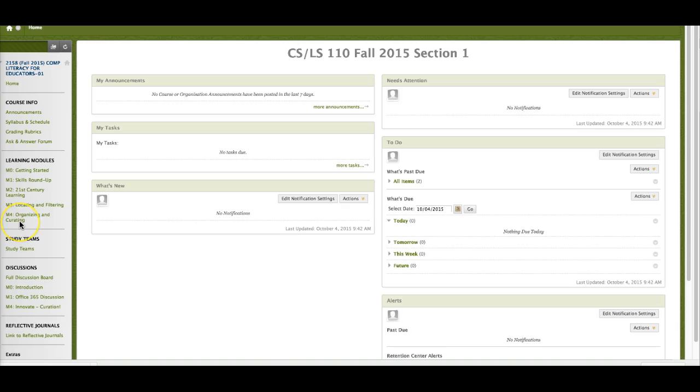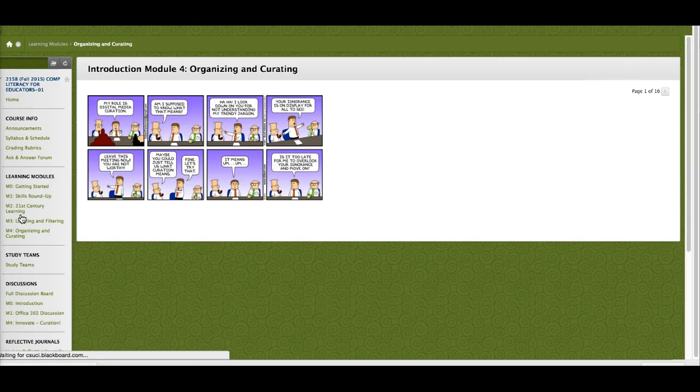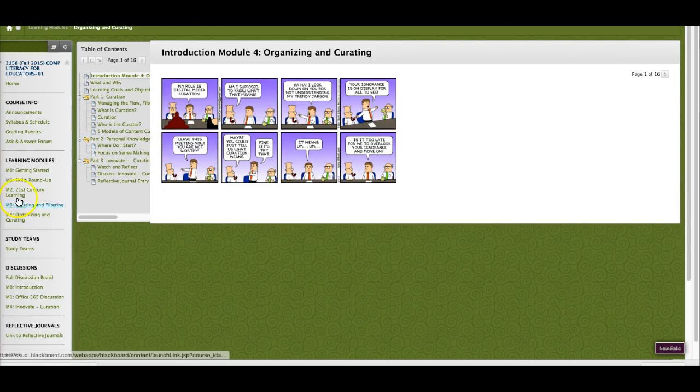In Module 4 we're going to be looking at organizing and curating. So I'm going to get us into the module and you can see what you need to do before we meet again in our class. Our next class coming up is the 12th. So before the 12th, please go through all the components of Module 4. There's an introduction, some what and why, and some learning goals, and then there are 3 sections to Module 4.